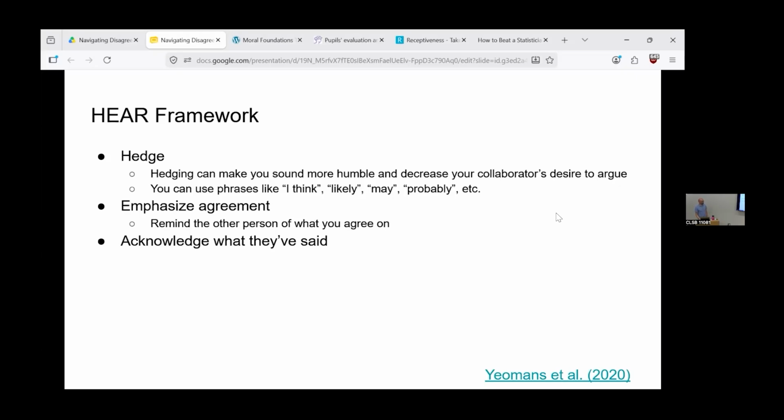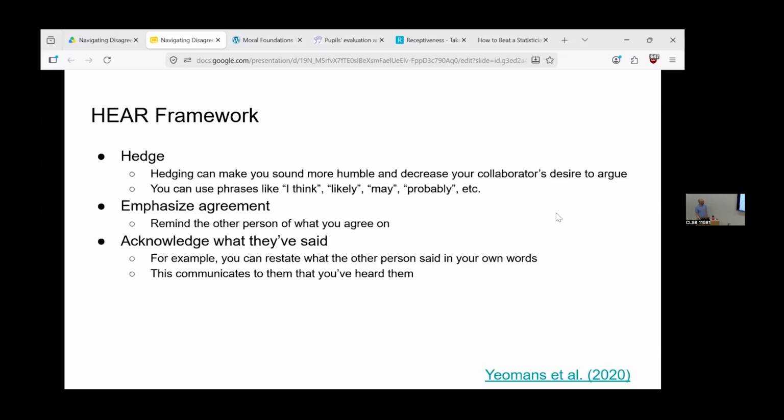Acknowledging what they've said, like we were talking about earlier. I think you said this, is that right? Restate what the other person said in your own words. And then also reframing to the positive. So use positive emotion words and avoid no, can't, or won't. I know Meredith has echoed some of these before, especially the second and the fourth one.